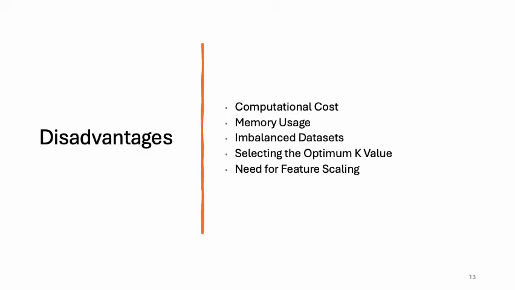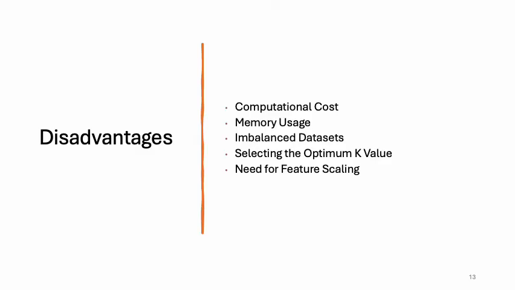3. Imbalanced datasets. If the dataset is imbalanced, meaning some classes have significantly more instances than others, KNN may struggle to classify rare classes correctly. 4. Selecting the optimum k-value. Choosing the best value for k is crucial. Small k-values can lead to overfitting, while large k-values can lead to underfitting. Techniques like cross-validation can be used to determine the optimal k-value.